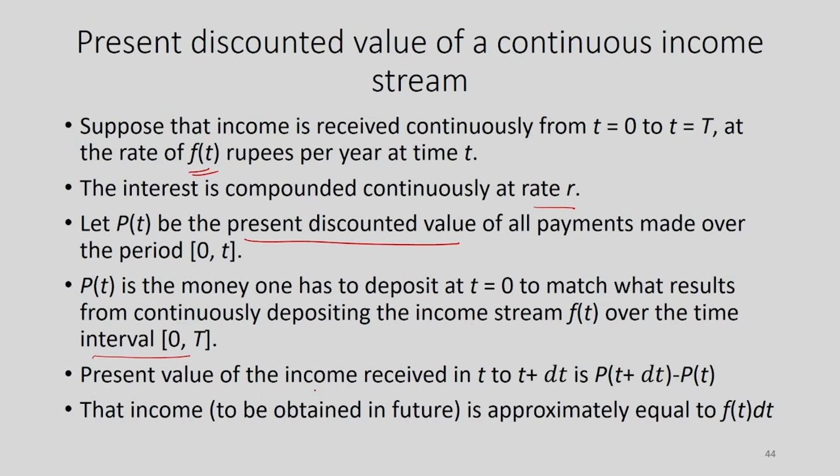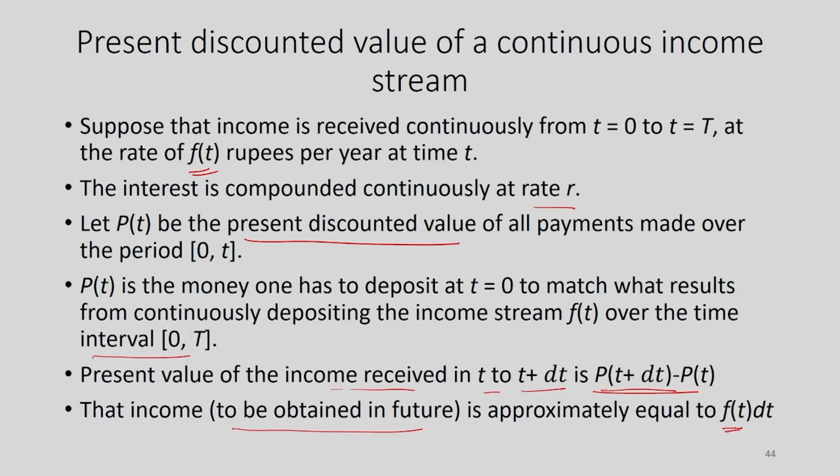Now, the present value of the income received in t to t plus dt. So, I have taken a change of time from t to t plus dt, and it is given by P(t plus dt) minus P(t). This is the change in the present value if I take two different points of time. Remember, this is the present value of some income to be obtained in future. And what is that income that is going to be obtained in future? It is approximately equal to f(t).